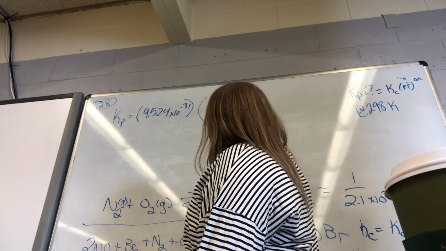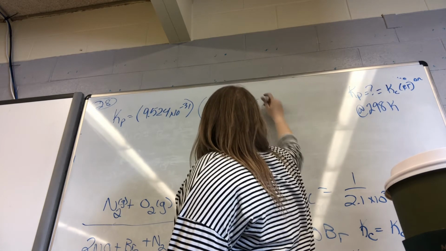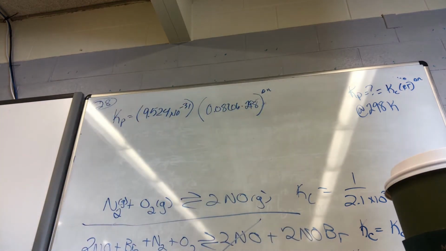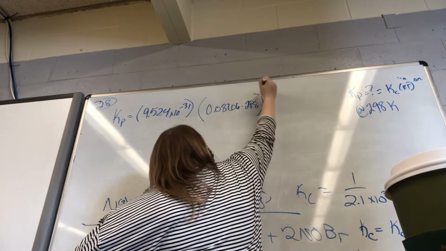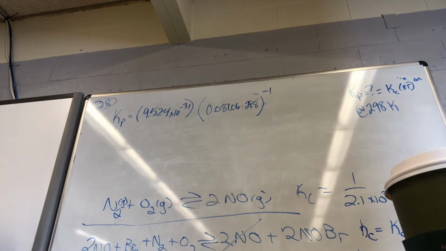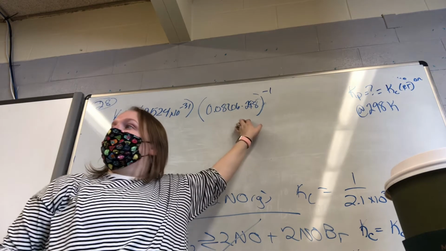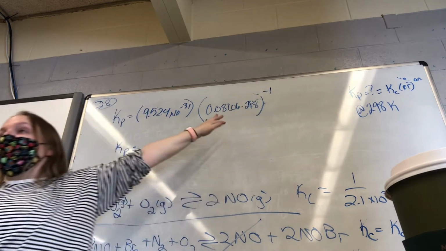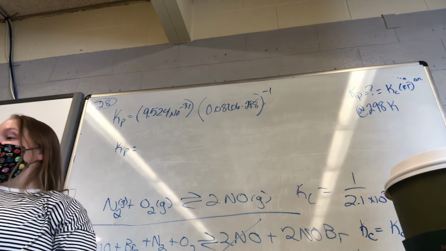R is 0.0826. T is 298. What's delta N? 2 minus 3 is negative 1. I highly recommend when you do these conversion problems that you do this thing first, raised to the negative 1, then multiply whatever the product of that is by the KC value. Don't just try to straight type this in your calculator because it will screw it up.